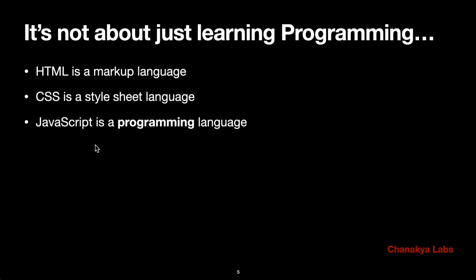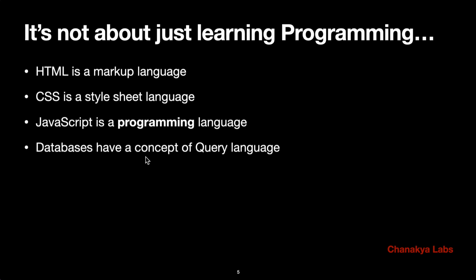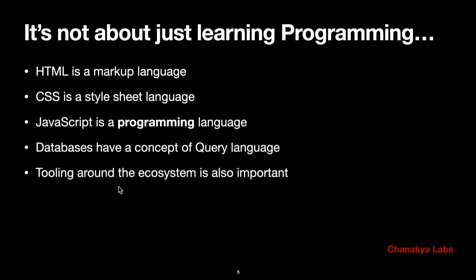JavaScript is a programming language, right? So here JavaScript is the actual programming part of the web application, but that is just a part of it, right? Not the whole thing. We'll see databases again. There is some concept of programming directly inside databases, but most of the time you will just put your data in the databases and query it. So it has a concept of query language. So it is not a full-fledged programming language in that sense, right? It is a different type of thing.